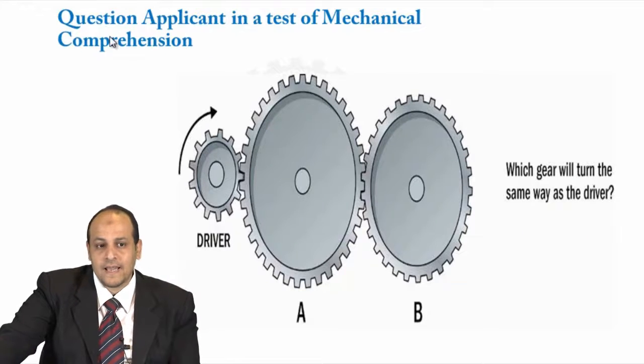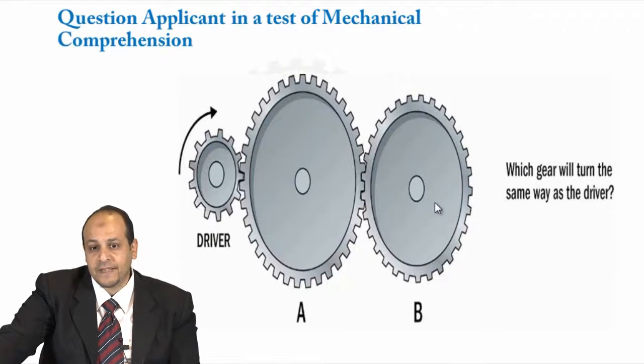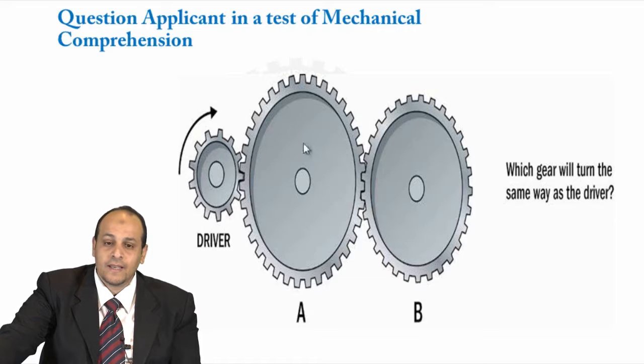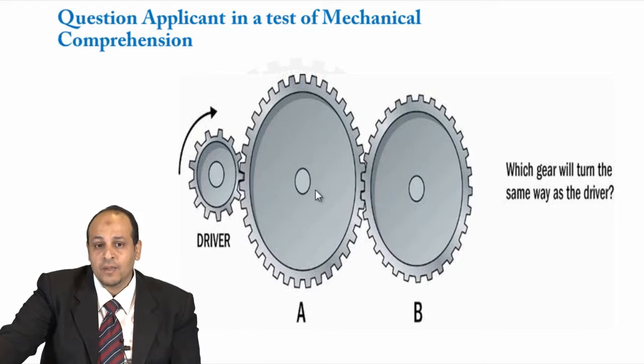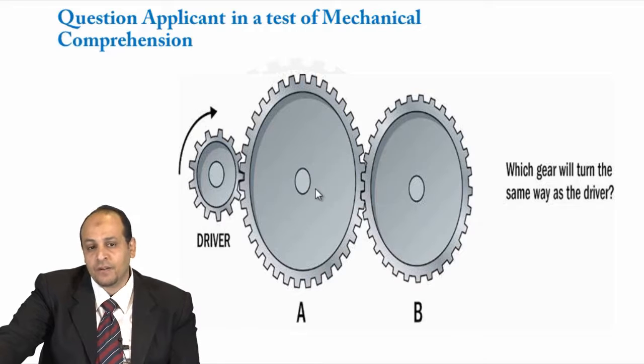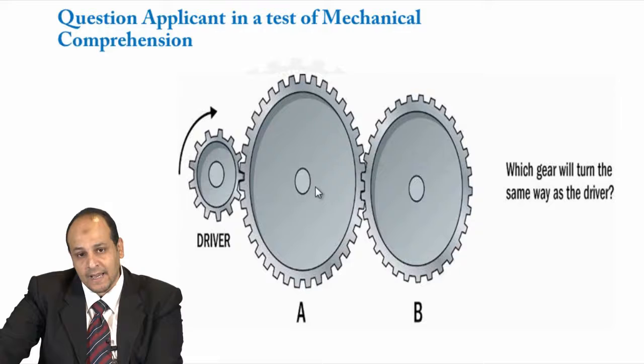Now, this is an example of a different test here. Question applicant in a test of mechanical comprehension. For example, which gear will turn the same way as the driver? This is the driver. Now you have two different gears. So the candidate will be given this question to check upon his or her understanding of the mechanism of such a system, which is an example of a motor and physical kind of test.